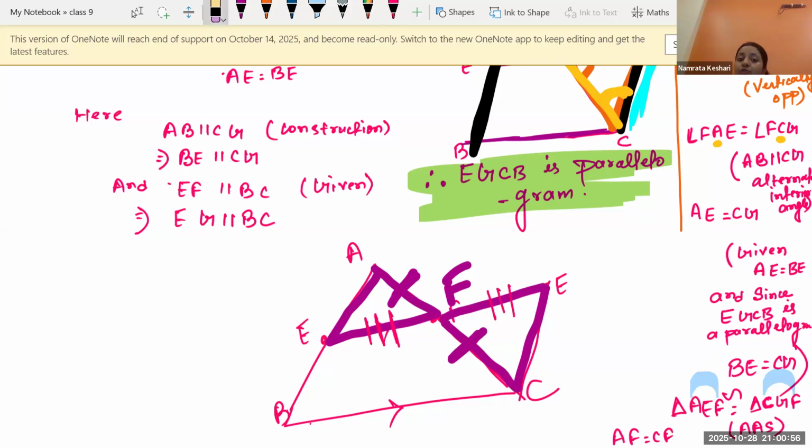You have to prove that AF and FC are equal. It's not given at all. So don't say by mistake that AF, FC are equal. What you know in these two triangles is the vertically opposite angle.